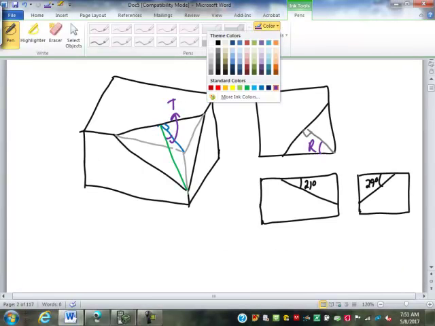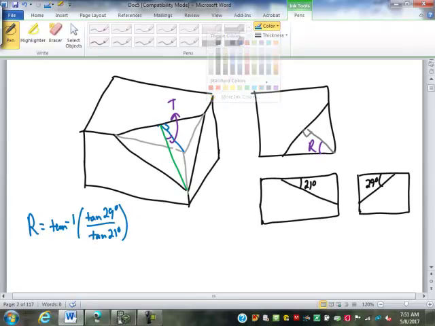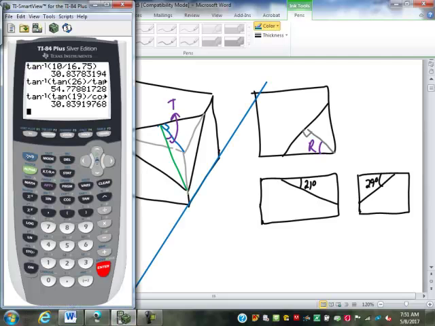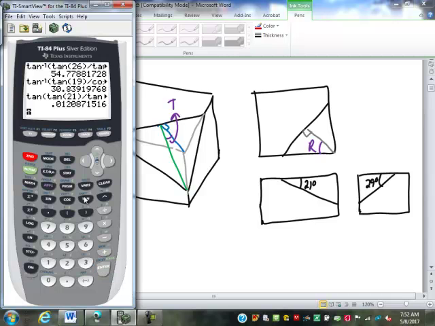Okay, so if we were using the formulas, R is equal to the inverse tangent of B, which would be 29 degrees, over tangent of A, which is 21 degrees. So second tangent, 21, close, divided by tangent 29, close and close. I get something wrong. Second tangent, 34.70 degrees.